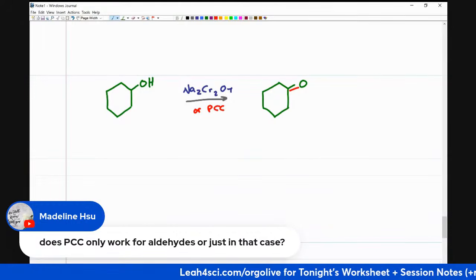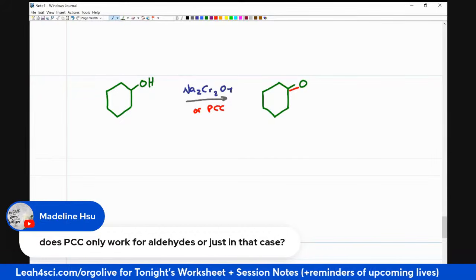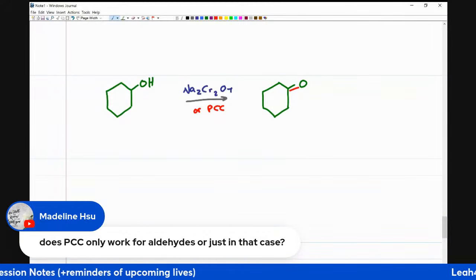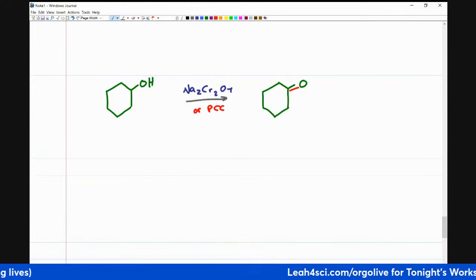Madeline, that was a very good question. I don't want you to think it limits, but it's one that will work for a secondary, but we specifically want to use it for primary if we don't want to go to the carboxylic acid. Great question.